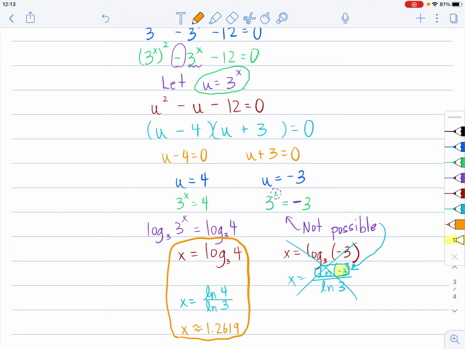And I did say before, but I'm going to say again, I need to see all 3 of these steps on your quiz or test in order for you to get full credit on a problem like this. Now I'm going to pause my video and then we're going to start doing logarithmic equations.